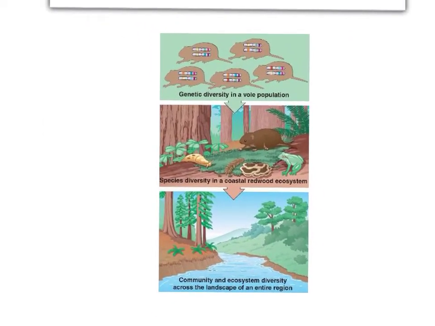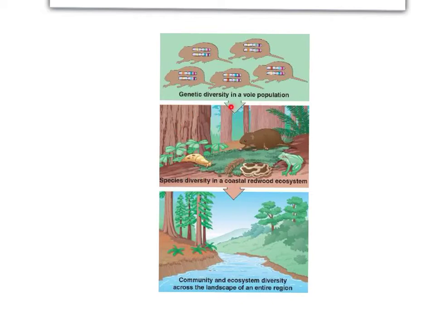Here we have genetic diversity in this vole population. So this is looking at the alleles that are contained on their genes, on their chromosomes here, the different alleles that might exist.